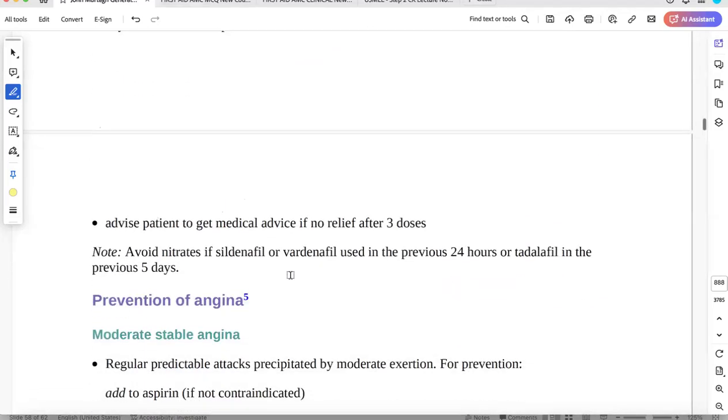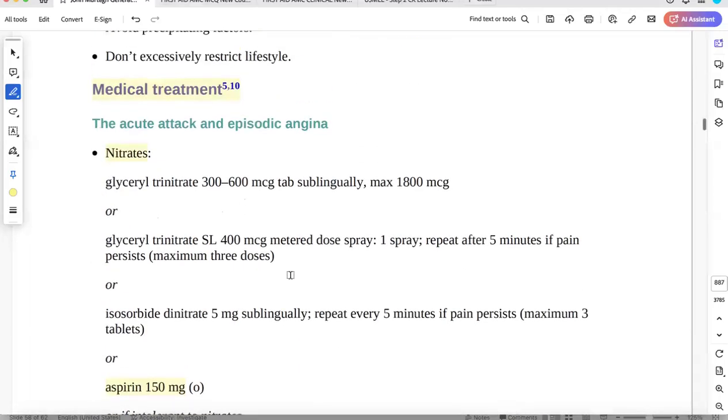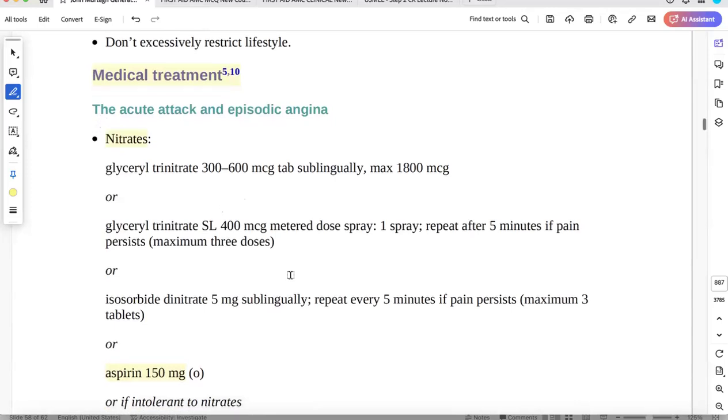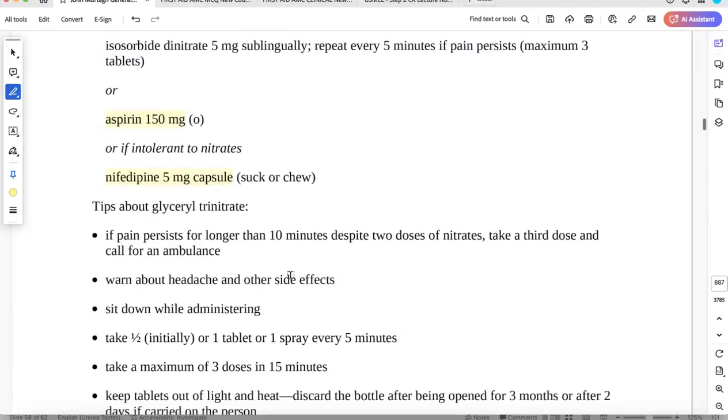Okay. So for mild angina, or a patient who gets episodic angina, the best treatment, so someone who has acute angina, like they're actually getting the chest pain now, the best management is glyceryl trinitrate, which is a spray under the tongue. That's for an acute attack.